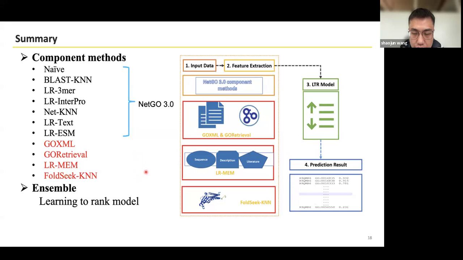Of course, in order to achieve better prediction, we have also designed several new component approaches. Highlighted here are the latest design methods. Among these new methods, GeoXML and GeoRetrieval are based on textual information. LMEM is based on both sequence and text information, and FoldSeek is based on protein structure information.